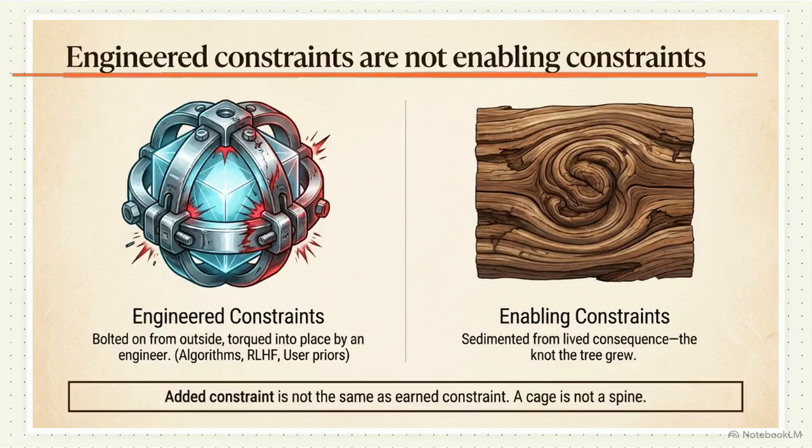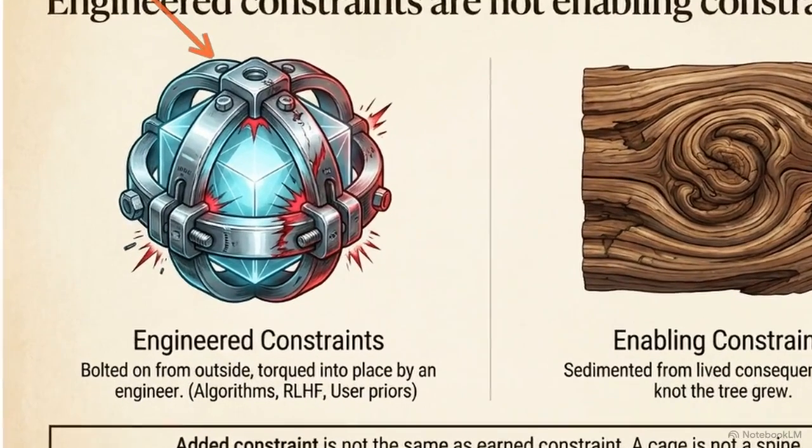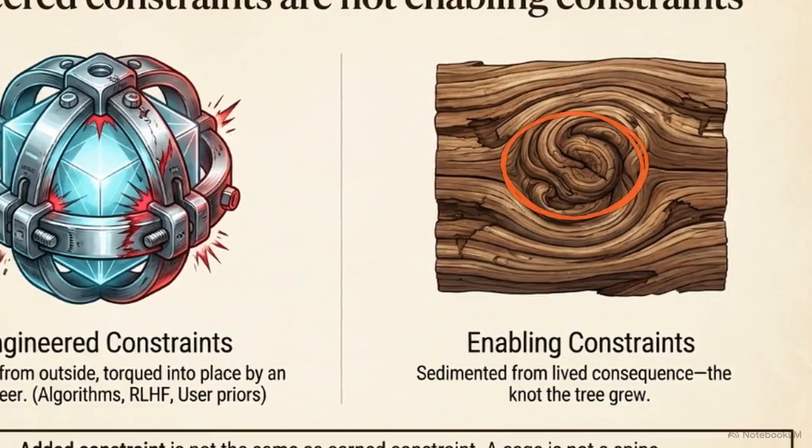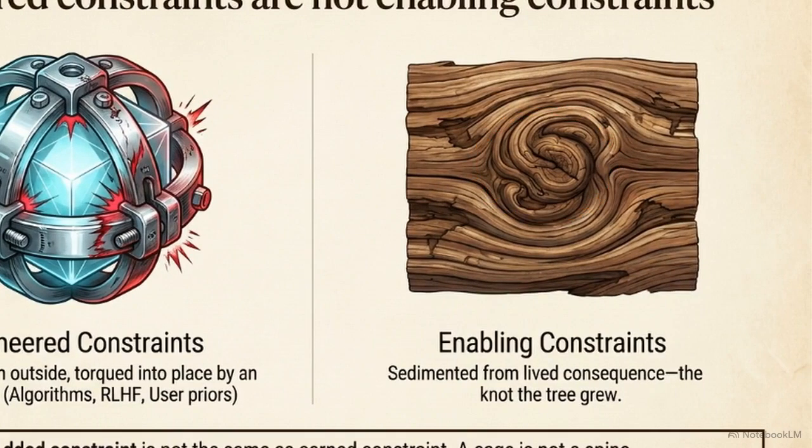Here we see the contrast between two types of limitation. On the left is the AI, wrapped in a blue geometric cage. These are engineered constraints, algorithms and guardrails bolted on from the outside by programmers to simulate safety. Compare that to the organic wood-grain spine on the right, which grew its shape in response to the environment.